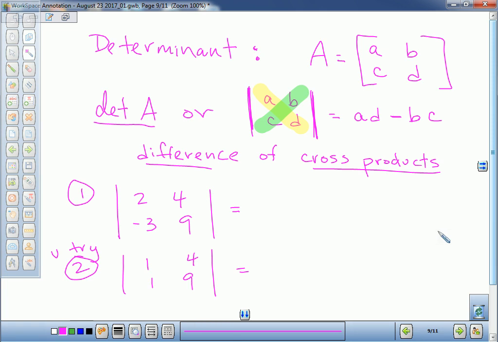Do you see in number 1, I have asked you to find the determinant because it's no longer the brackets, it's the really big absolute value bars around an array of numbers. So what we would do is 2 times 9 minus -3 times 4. The determinant of this matrix is 30.